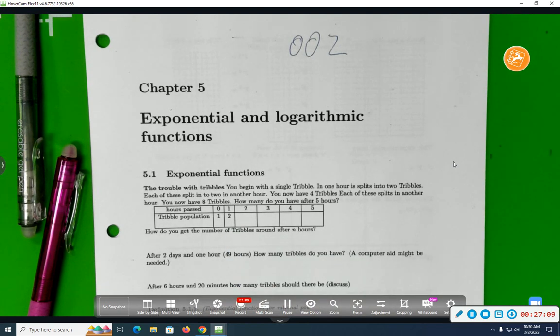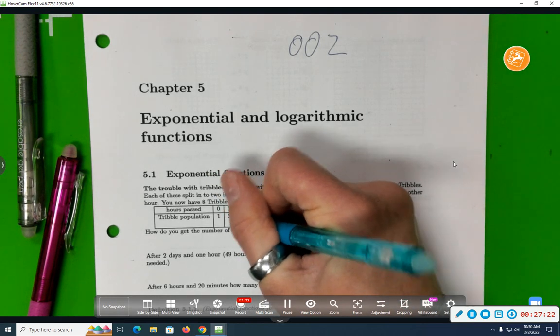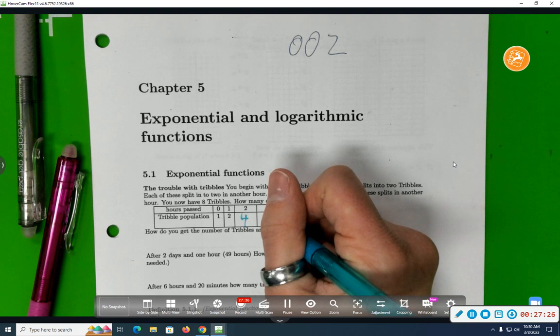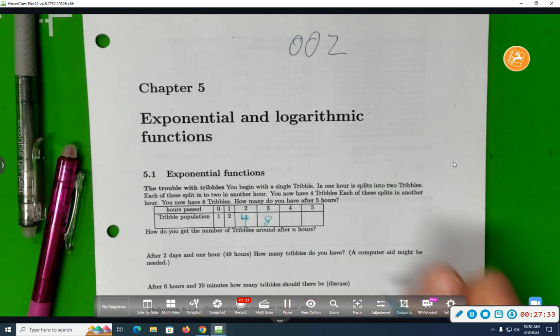If you wait another hour, those 2 tribbles will again split into 2 tribbles each. So how many tribbles will you have at 2 hours? 4. Twice as many as you had before. At time equals 3 hours, how many tribbles will you have? Well, each of those 4 tribbles will split again. 8. After another hour, each of those 8 tribbles will split again.